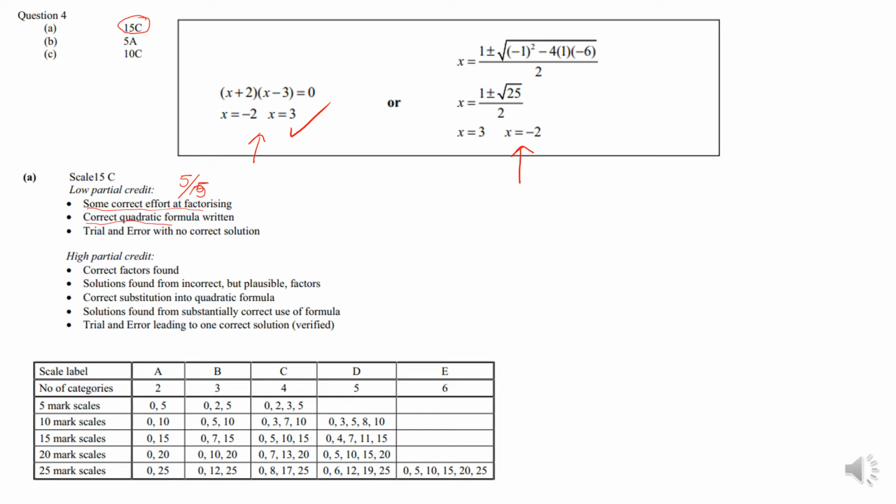If you wrote down the quadratic formula, you'd get 5 out of 10, or if you just tried some numbers and saw would they work, you might get 5 out of 15. Okay, high partial credit: if you got as far as factorizing, you get 10 out of 15, or if you got it mostly right. Okay, if you correctly substituted into the quadratic formula, you get 10 out of 15 even though you didn't finish correctly. Okay, or if you found the correct answers by trial and error, you'll get 10 out of 15.